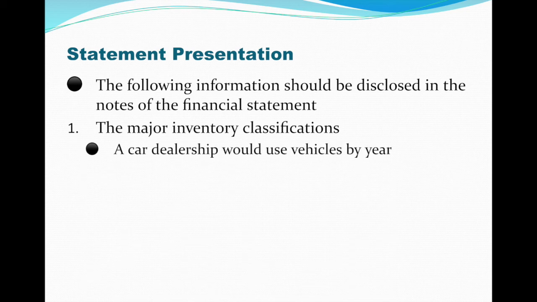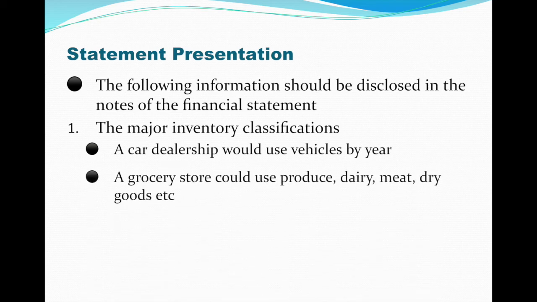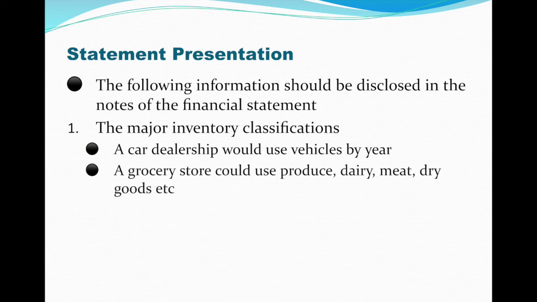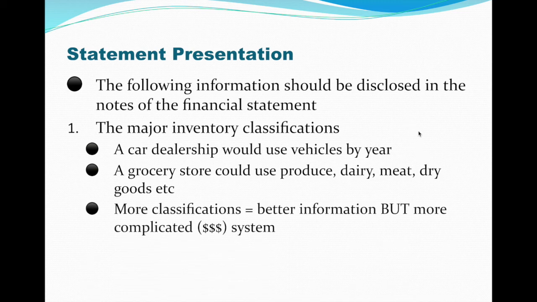So the major inventory classifications. If you recall earlier when I said that you apply LCM to different classifications of inventory, well, I said inventory lines. But anyway, for a dealership, they would disclose vehicles by year and by type usually. A grocery store could do things like produce, dairy, meat, dry goods, etc. And I mean, this is common sense. You guys know this, but the more classifications you have, the more work is involved.